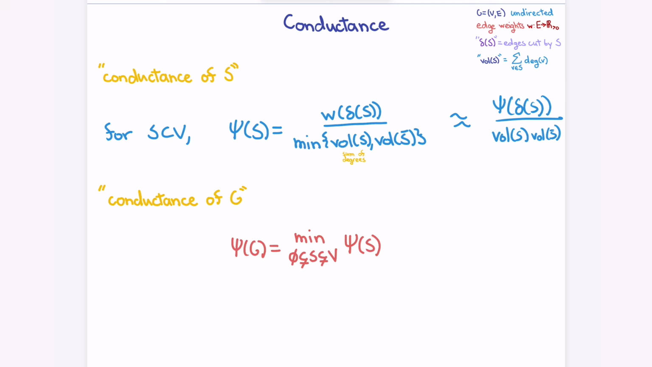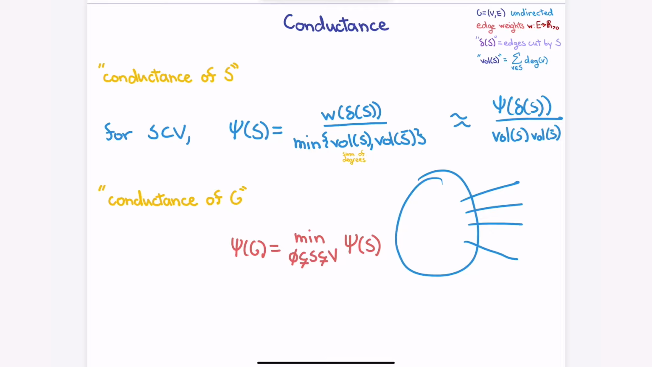I want to look at all the vertices S, and when I'm looking at a cut, I'm looking at how many edges I have to remove, and let's say this represents the smaller side, relative to the volume inside.